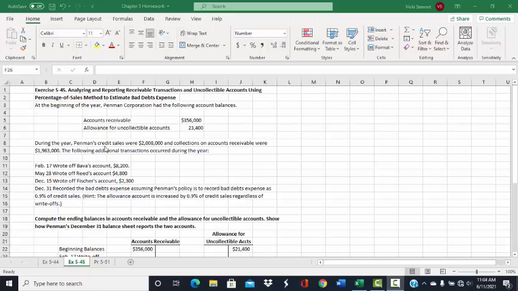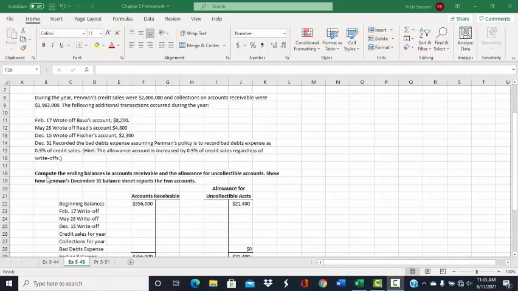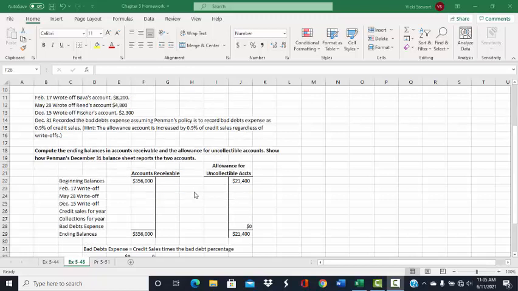It also states that Penman had credit sales of $2,008,000 and collections on accounts receivable of $1,963,000. They also wrote off some accounts receivable during the year, and at December 31st they record their bad debts expense using the percentage of sales method. And remember, when we use the percentage of sales method, we do not take into account the balance in the allowance account. So the problem asks us to compute the ending balances in accounts receivable and the allowance for uncollectible accounts, and then show how Penman's December 31st balance sheet would report the two accounts.